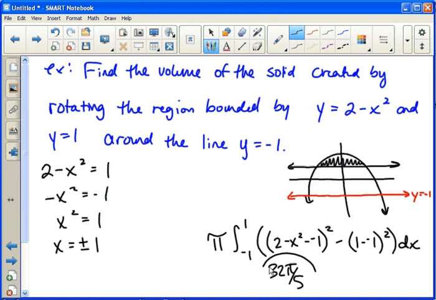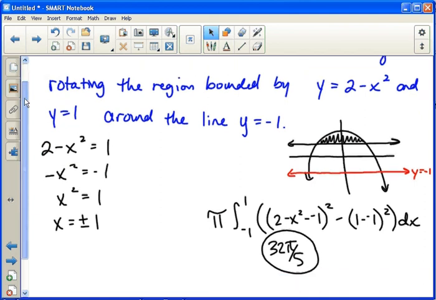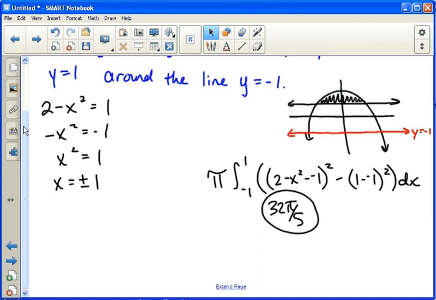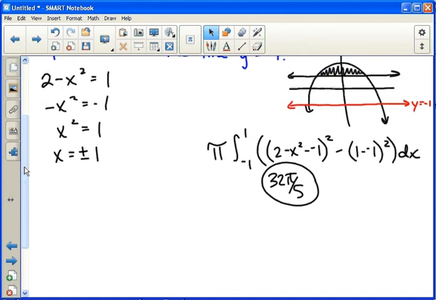So like I said, really not a whole lot different. You just got to deal with subtracting that constant that is the line you're rotating around. So that's pretty much all there is to it. I just want to do one more example, and then that'll be it. But what I want to do is use this exact same region, but rotate around the line y equals 5.